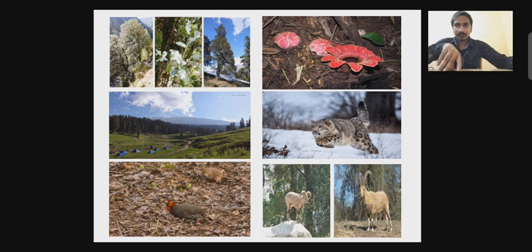You can see the snow leopard, you can see the ground hugging plant. You should not misunderstand it with that one, Rafflesia. This flower is not Rafflesia, this is something else.